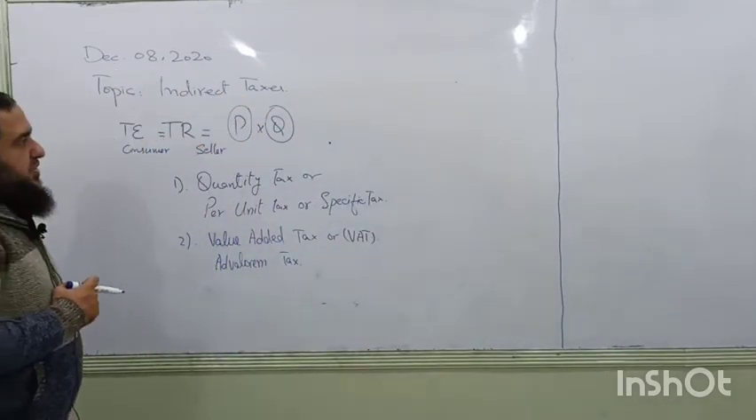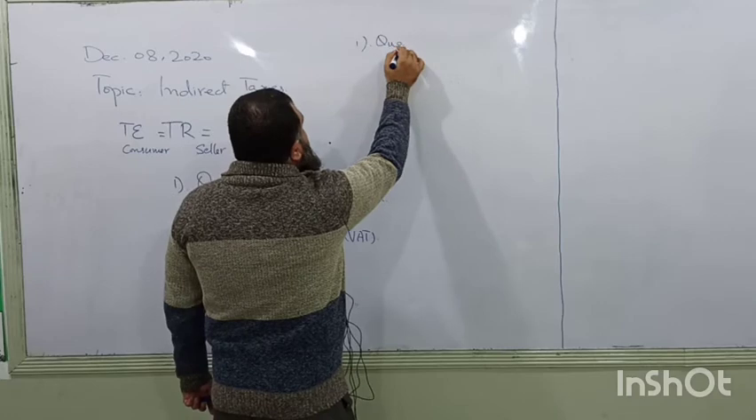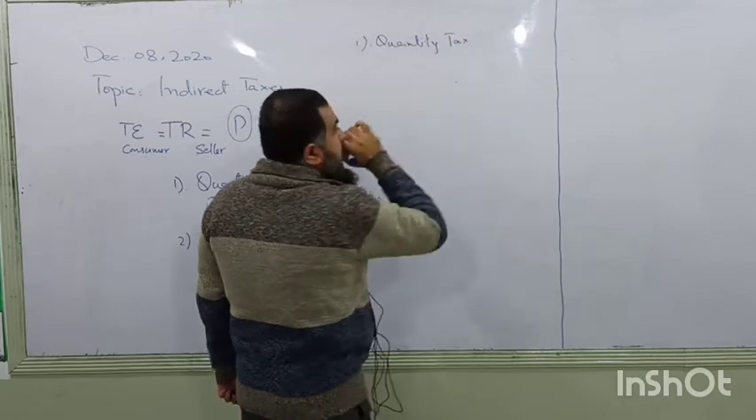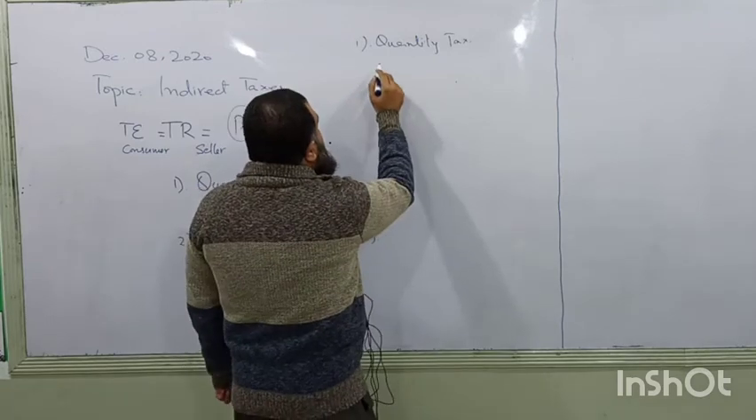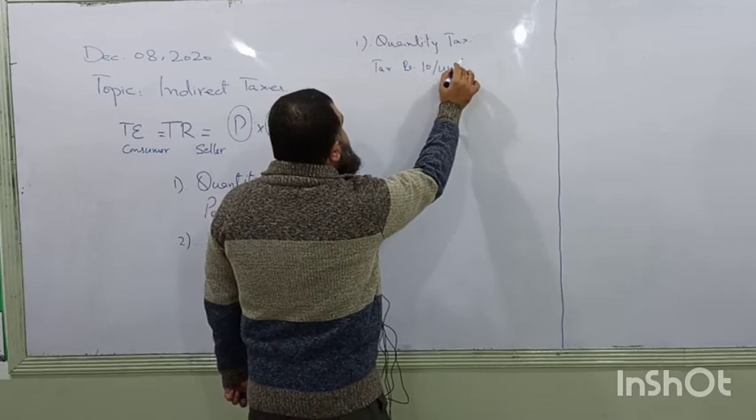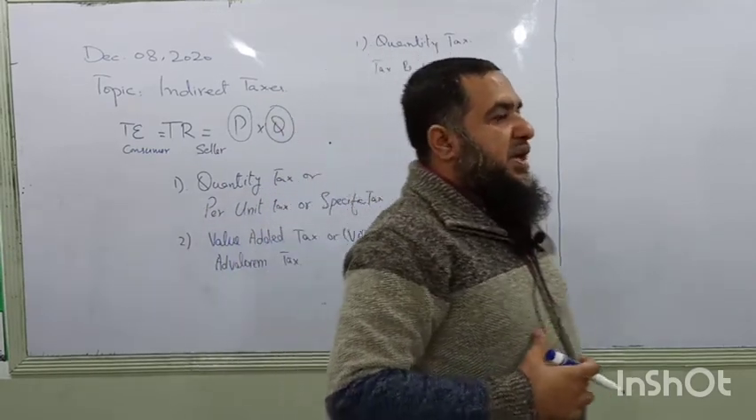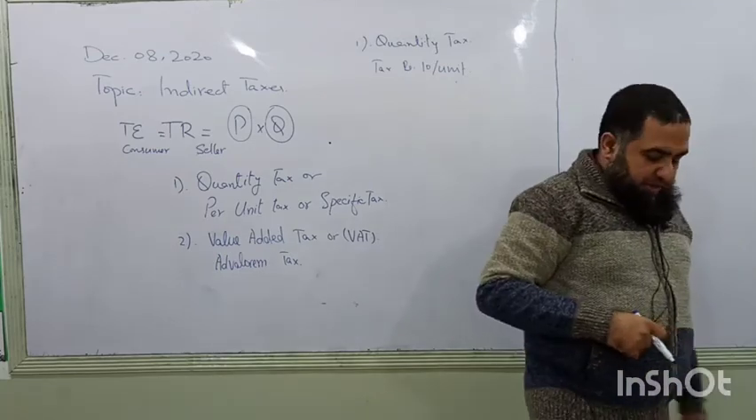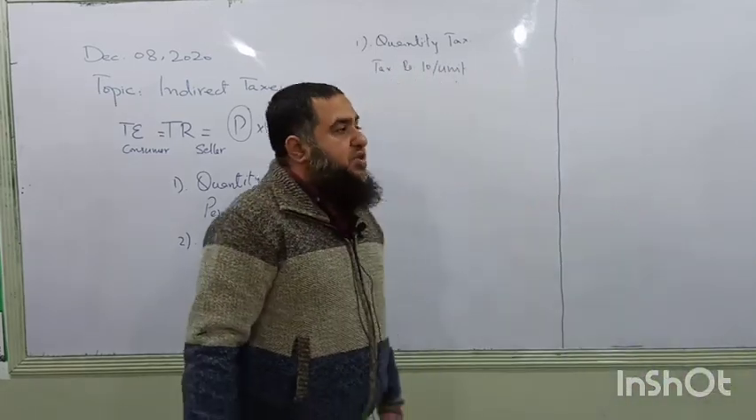Now the quantity tax, first of all. The quantity tax is imposed on the production of the goods. So can I say it is a per unit tax? For example, tax is rupees 10 per unit. When 1 unit is produced, there is 10 rupees tax. When 2 units are produced, the tax will be 20 rupees. And when 3 units are produced, the tax will be 30 rupees. So we can say the tax is imposed on the production.